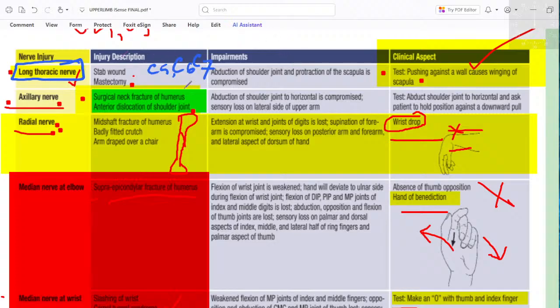Okay, continue. Axillary nerve: fracture of the surgical neck of the humerus, and then abduction of the shoulder joint to the horizontal is compromised because it supplies the deltoid. So abduction of the shoulder is affected.